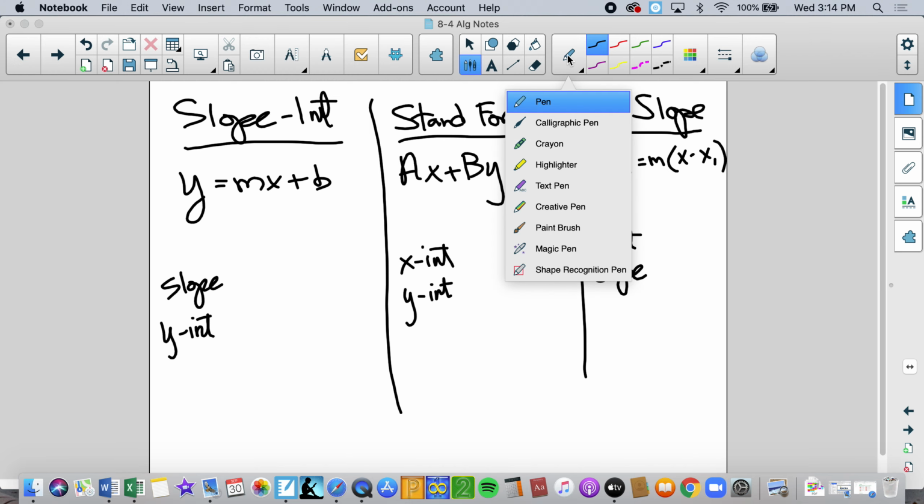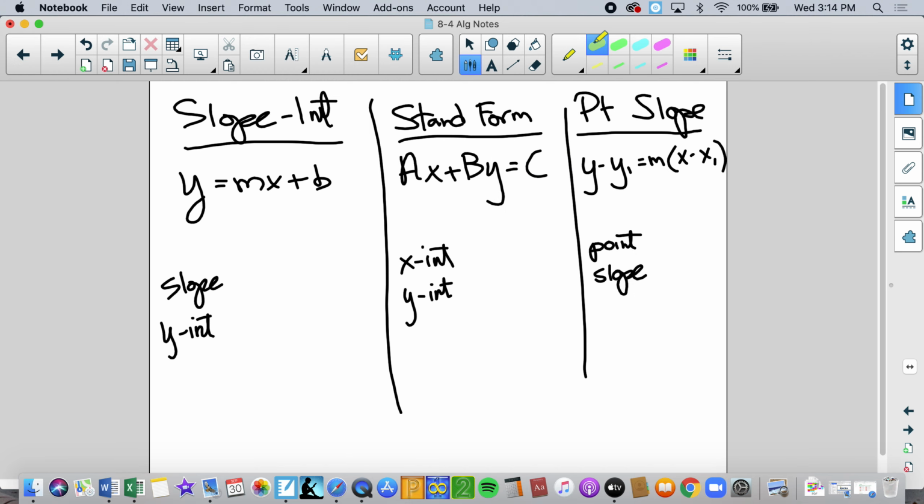So I'll just do this. The slope is going to be the coefficient of x, the number in front of x, when the equation is isolated for y. It must be solved for y in order to pull out the slope and the y-intercept.